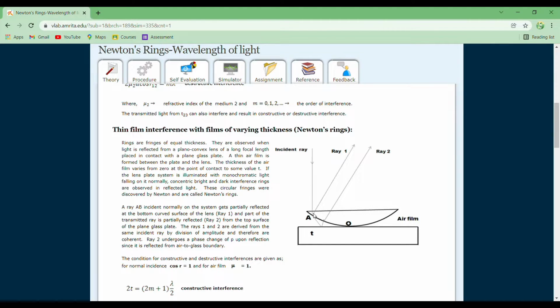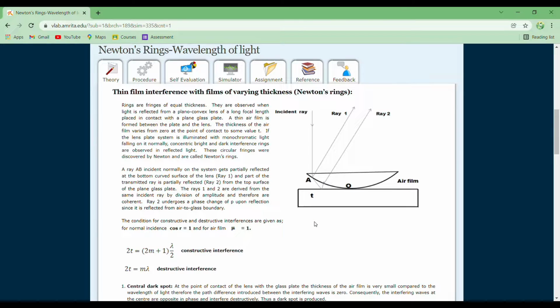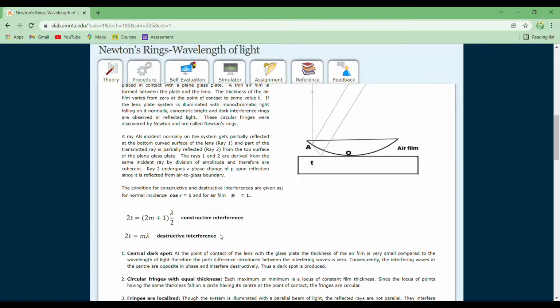Some rays are reflected, meaning ray 1 is reflected, and here you see that this ray after reflecting is refracted here. So the ray reflected from the lens and the ray refracted from the lens will produce the interference fringes. So the basic conditions for the dark and bright fringes in Newton's ring are these: this is the condition for the dark fringe and this is the condition for the bright fringe.